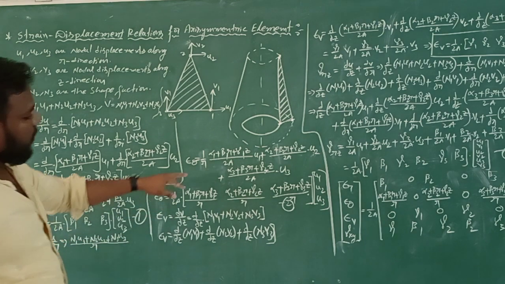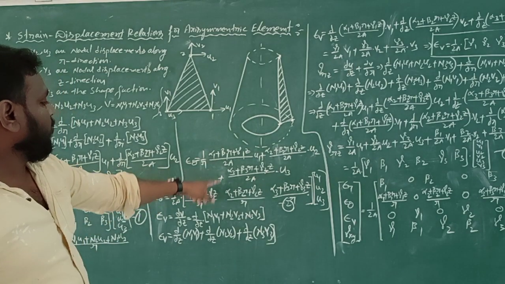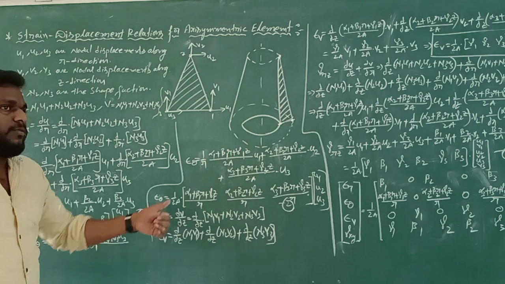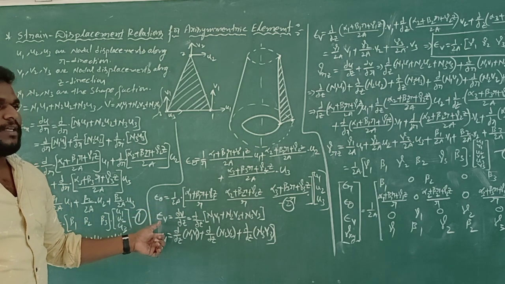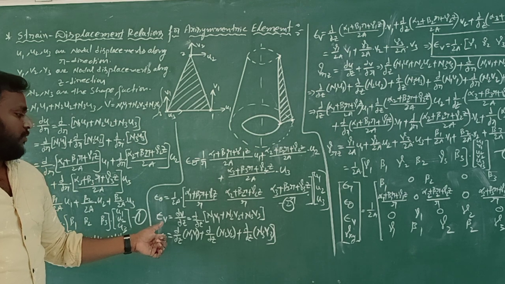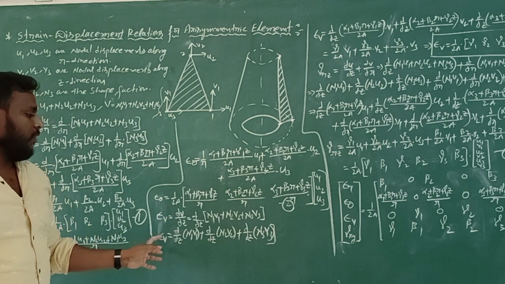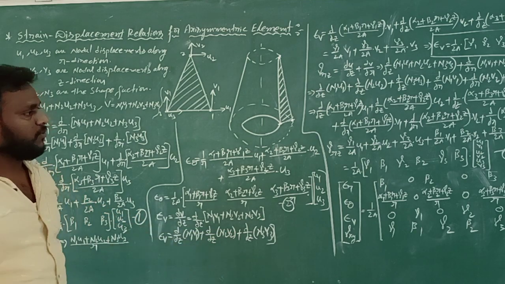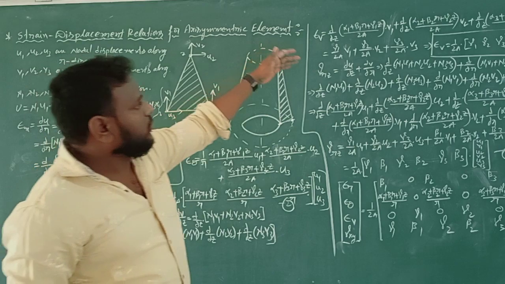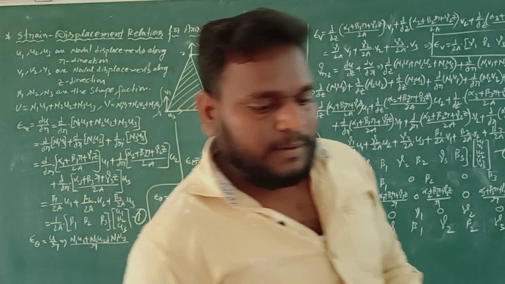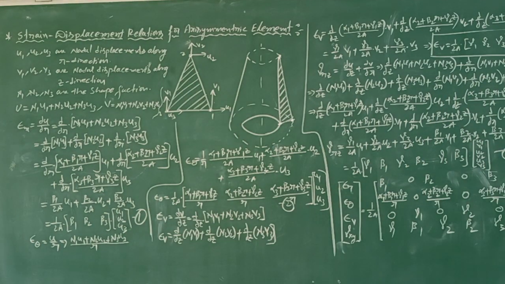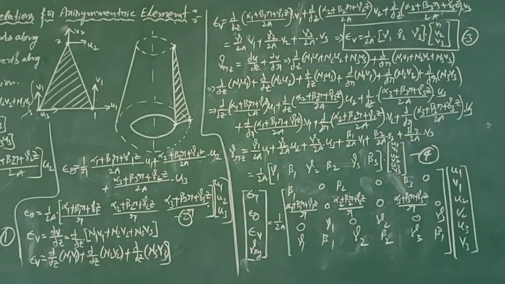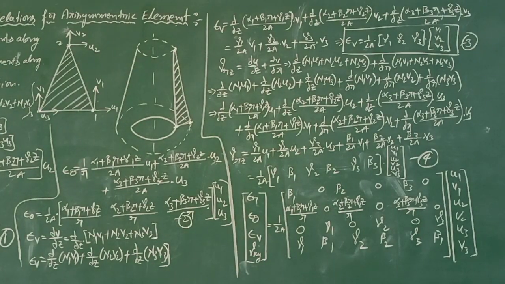After substituting all the shape functions here, I got the final equation. This one is the final equation, and also epsilon z, that is the strain in the vertical direction, is equal to dou v by dou z. After substituting all these values, we got the final equation: N1 v1, N2 v2 and N3 v3, like this.